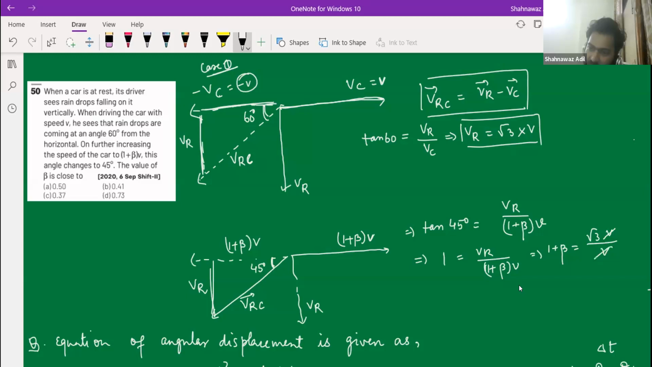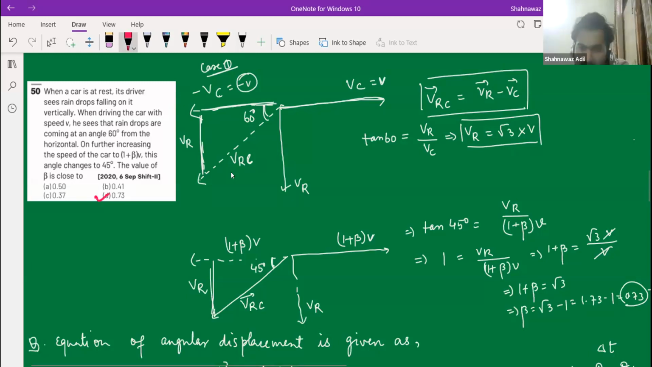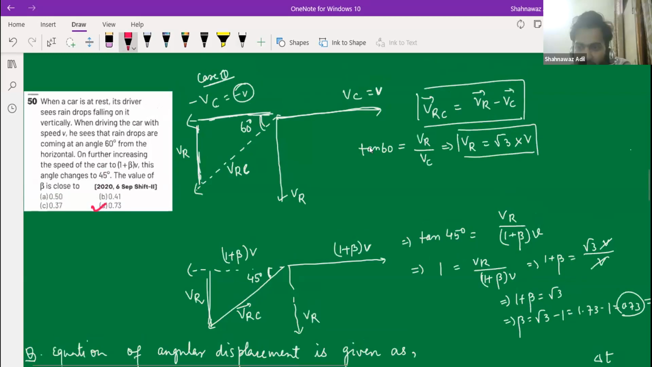So beta is root 3 minus 1, which is 0.7. So this is the value of beta. Right, it is clear. So there are two scenarios. And remember that in the case of rain, we always take the relative velocity, right? So we take this. So this was the question, and if it is clear, then please note it.